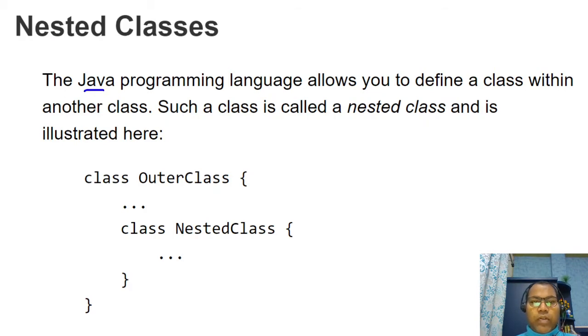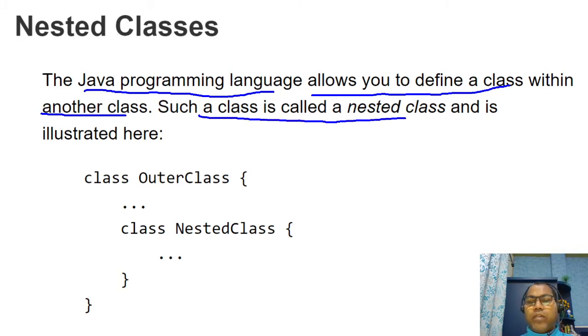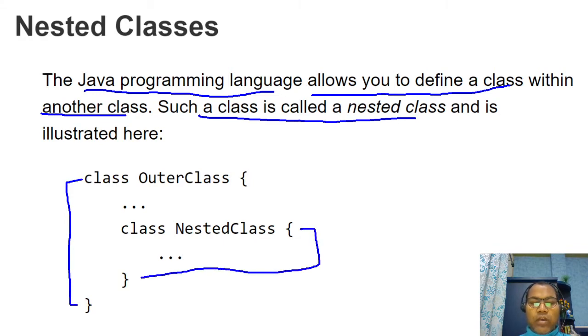The Java programming language allows you to define a class within a class. Such a class is known as a nested class. So we have the option that generally there is one class, and you can define another class inside this class. This is a kind of nested class.